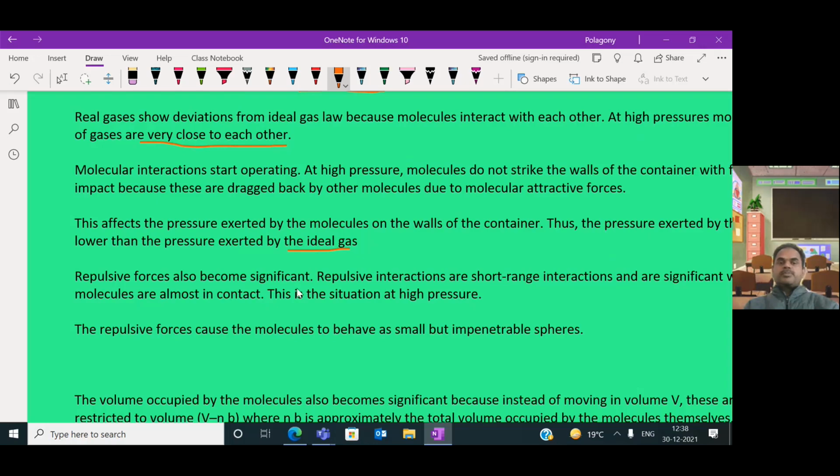The repulsive forces also become significant. Repulsive interactions are short-range interactions and are significant when the molecules are almost in contact. This is the situation at high pressure. The repulsive forces cause the molecules to behave as small but impenetrable spheres.